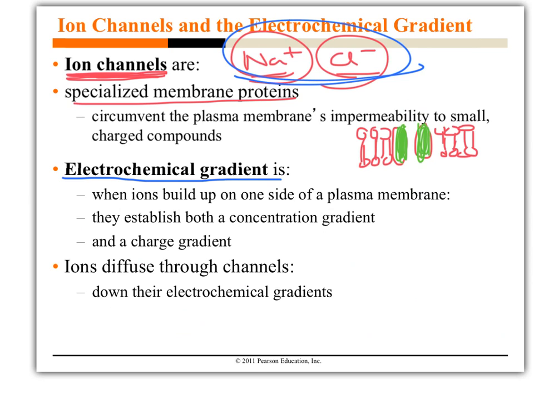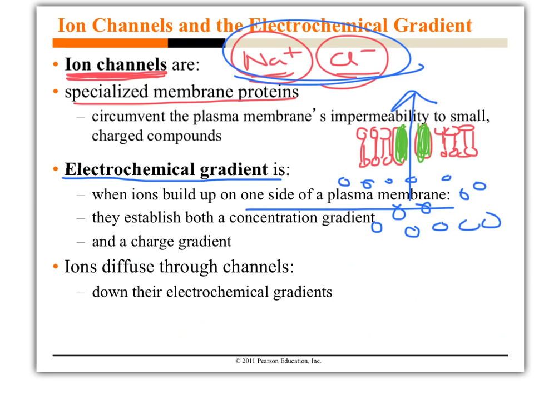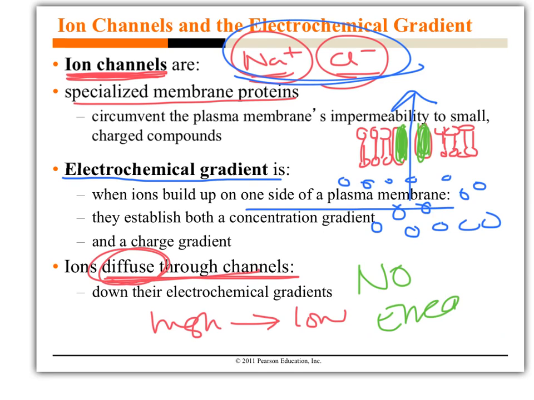No big deal. So if there's high concentration on one side of a plasma membrane, and let's say it's this side, and these are sodiums, they're going to go which way? That way. If there's a higher concentration on the other side, they're going to go the other way. They will diffuse through their channel. That means down their concentration gradient from high to low. And if it's diffusion, what does that also mean? You got it. No energy required.